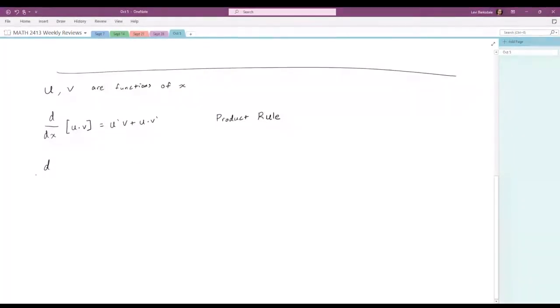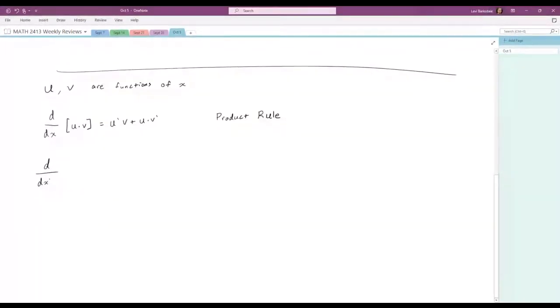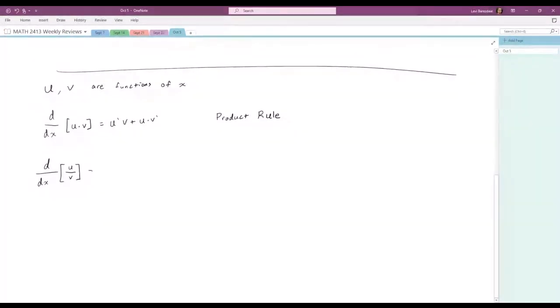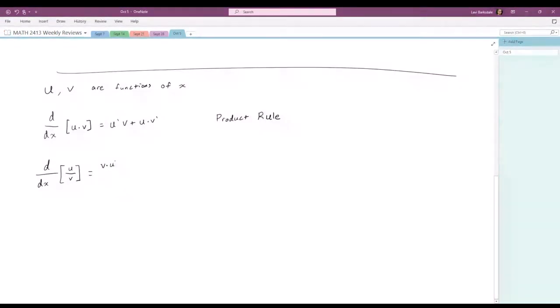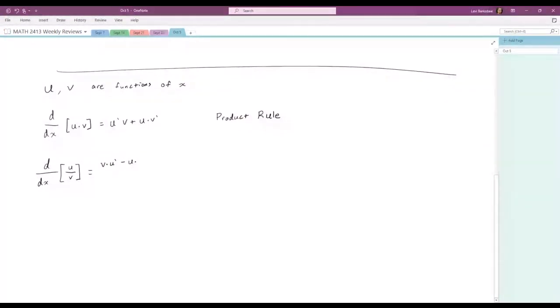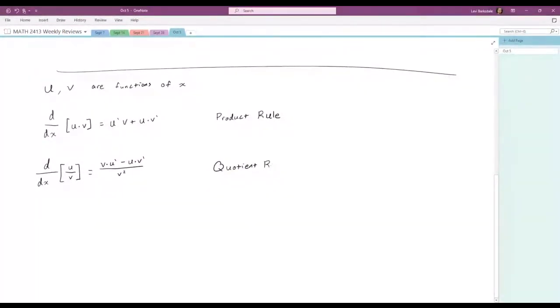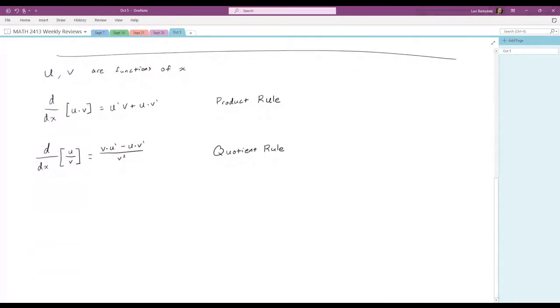Similarly, we have the quotient rule. This time, instead of u times v, we have u divided by v. And this derivative is v times the derivative of u minus u times the derivative of v all over v squared. And this is known as the quotient rule. And it is also very useful. So let's go ahead and do some examples using these.